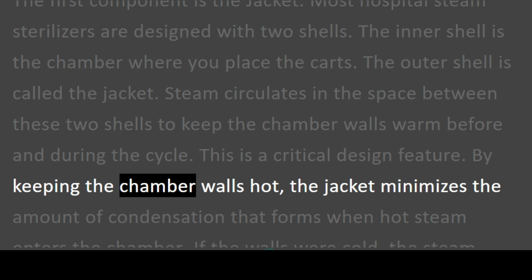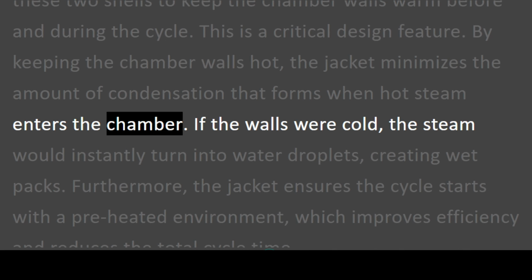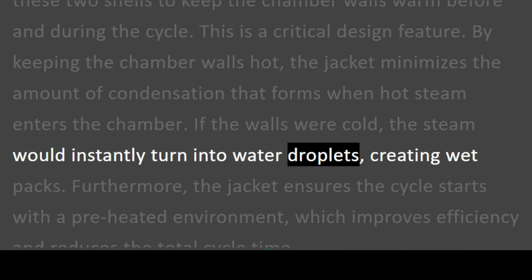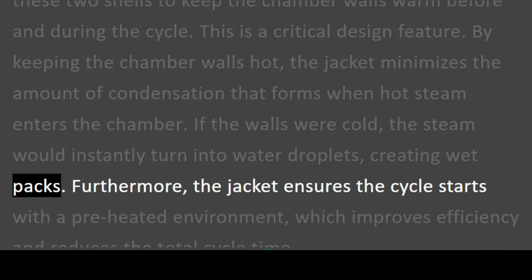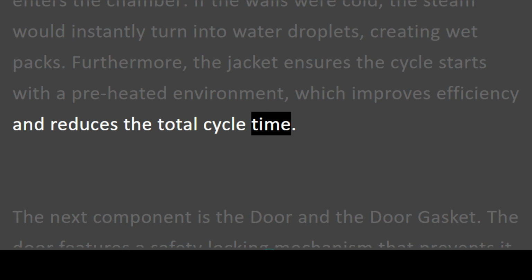By keeping the chamber walls hot, the jacket minimizes the amount of condensation that forms when hot steam enters the chamber. If the walls were cold, the steam would instantly turn into water droplets, creating wet packs. Furthermore, the jacket ensures the cycle starts with a preheated environment, which improves efficiency and reduces the total cycle time.